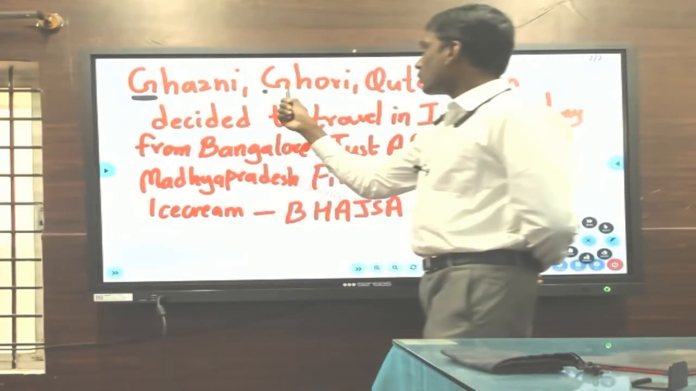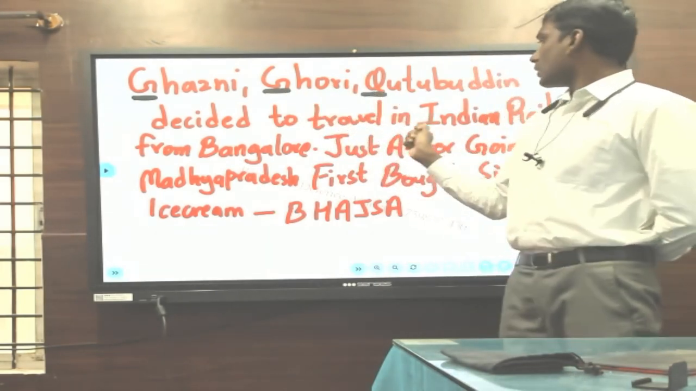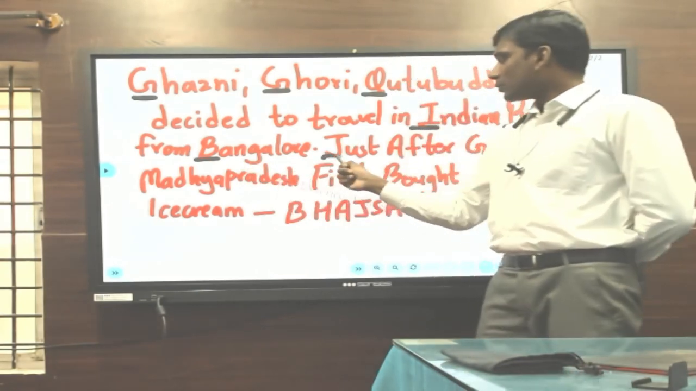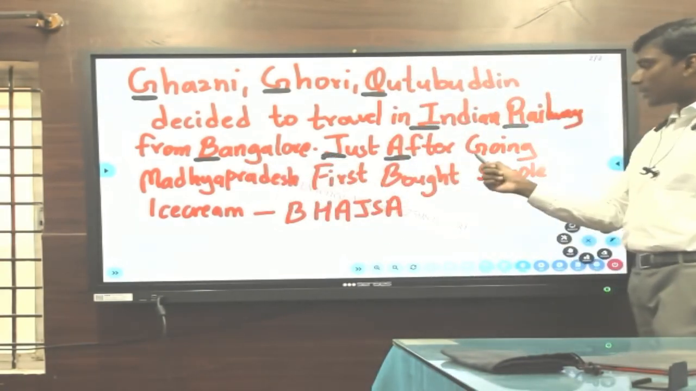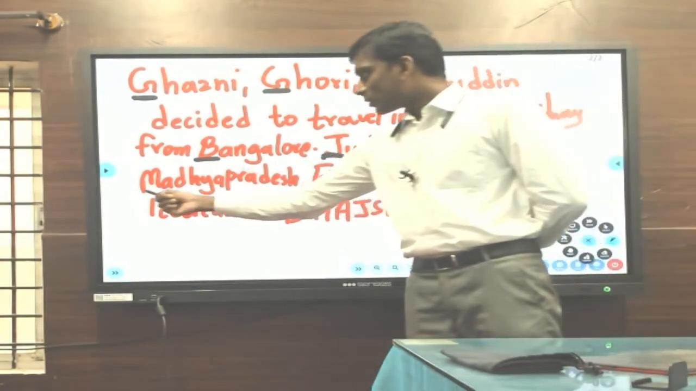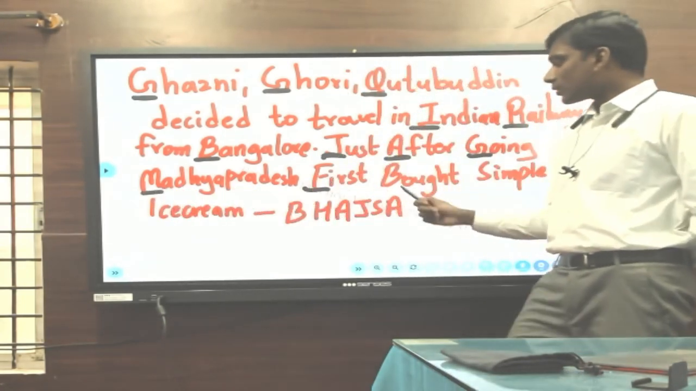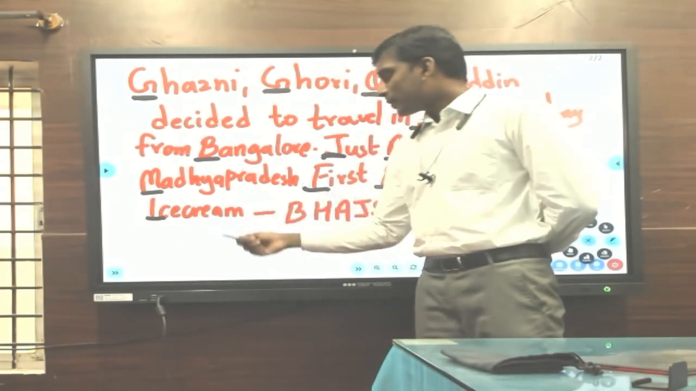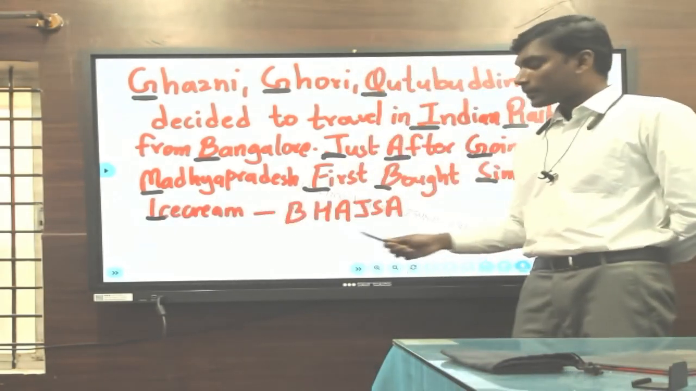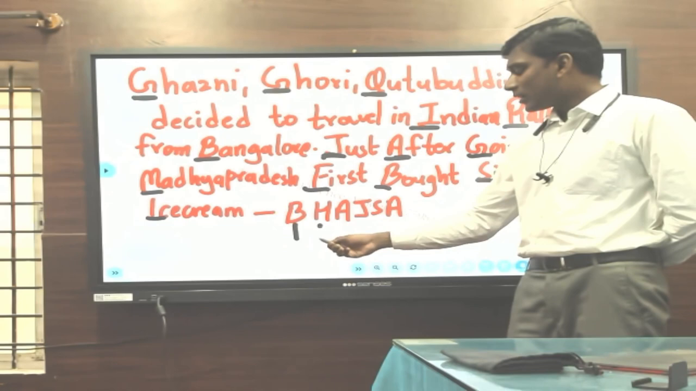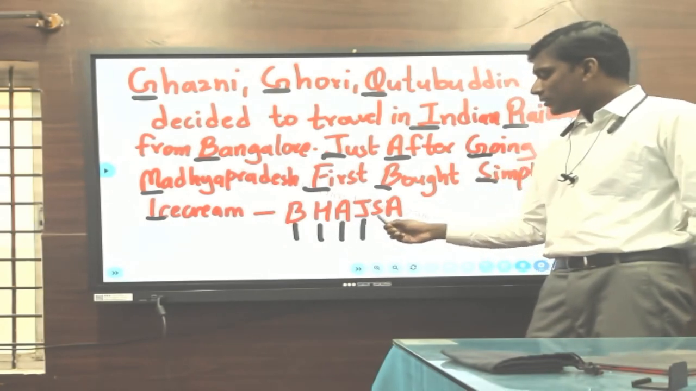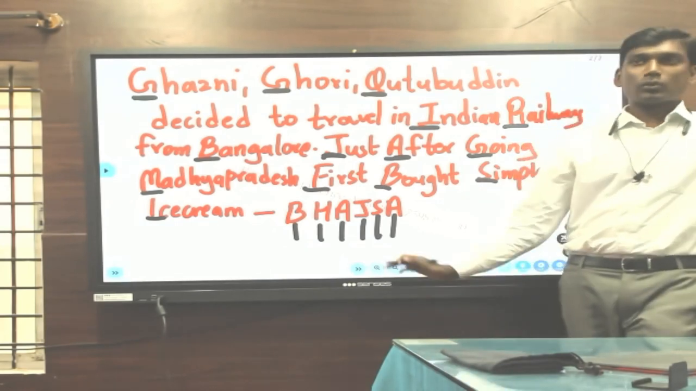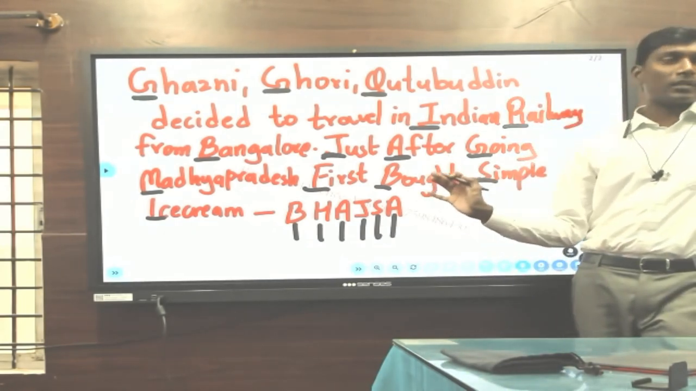So look at this. Ghazni, Ghori, Qutubuddin, Iltutmish, Razia Sultana, Balban, Jalaluddin Khilji, Alauddin Khilji, Ghiyasuddin Tughlaq, Muhammad bin Tughlaq, Firoz Shah Tughlaq, Bahlul Khan Lodi, Sikandar Lodi, Ibrahim Lodi. Ibrahim Lodi had a fight with Babur. Now look at this. Babur, Humayun, Akbar, Jahangir, Shahjahan, Aurangzeb. So all the kings are here. These are the medieval kings.